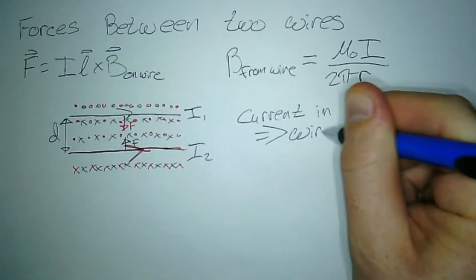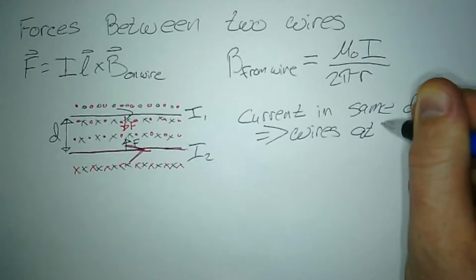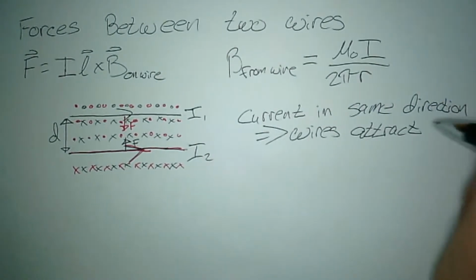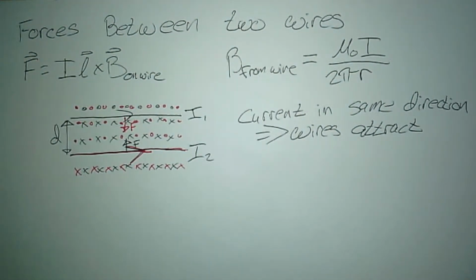Let's write that down. And if we want to do the same sort of drawing with the current going the other way in just one of the wires, they're going to repel. Give me 1 second, I'll just draw that on pause.